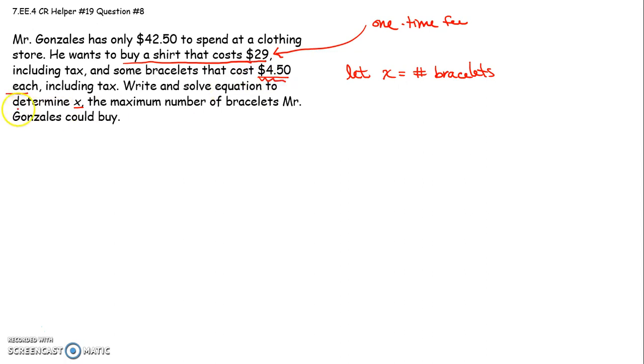Each bracelet costs $4.50. If I know that each bracelet costs $4.50, I take that $4.50 times my X, my number of bracelets, just like you'll have an amount to get into the amusement park times however many tickets you buy. Then after I figure out how much I'm spending on bracelets, I have to add on my one-time fee of $29 because I'm only buying one shirt. That's similar to adding on a parking fee. You only pay a parking fee once. And together, I have $42.50 to spend.